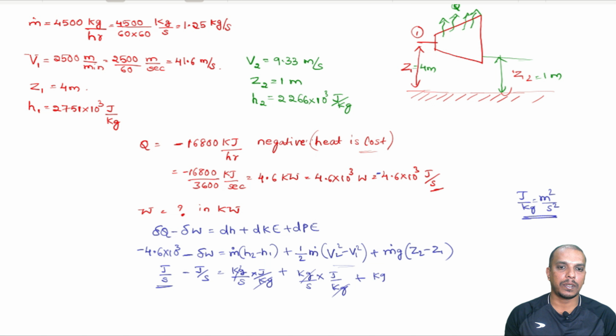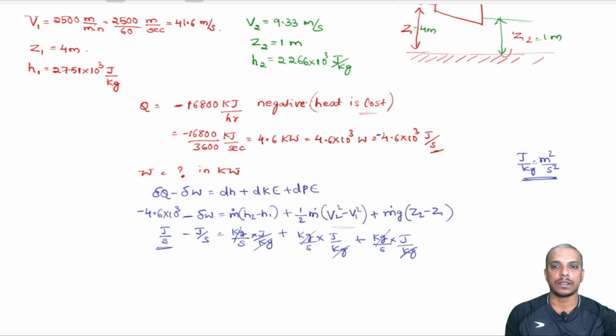Again here kg per second. Acceleration due to gravity is meter per second square and this z will be in meter. So this is meter square per second square. So meter square per second square is nothing but joule per kg. So this whole term is joule per kg again. Kg goes off, joule per second. So the unit has to be appropriate. Otherwise we'll get the wrong answer.